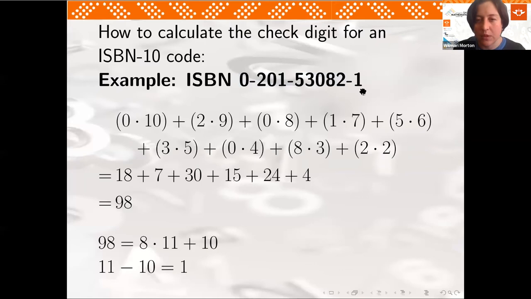Because we want to confirm that this 1 should actually be the check digit. So now we're going to take each of these digits and multiply them with the various weights. So like we said, 0 times 10 and 2 times 9, and so we go on up to the point where we get to this weight of 2 for the second to last digit 2. Right, once we've done that, then we add all of this together, right? So we've got the 18, 17, 30, we get to 89.